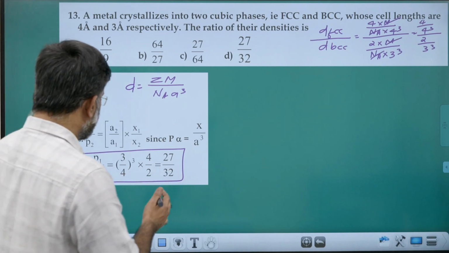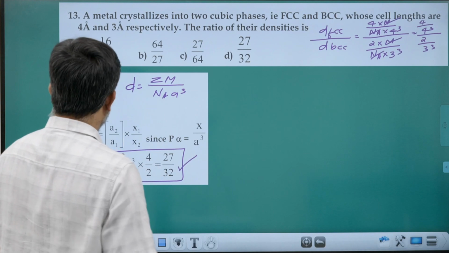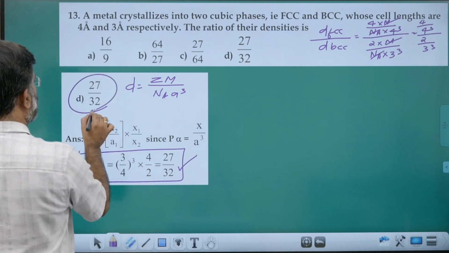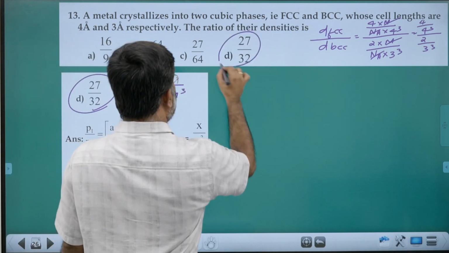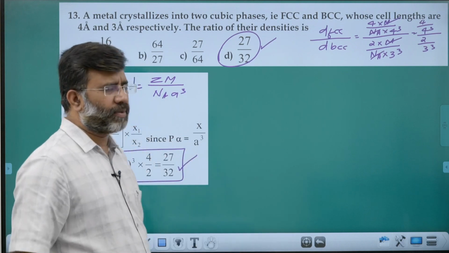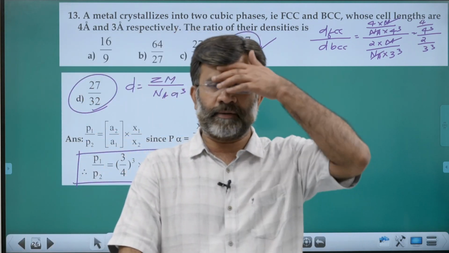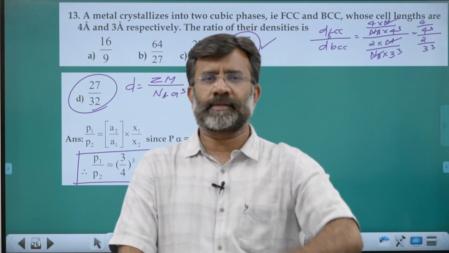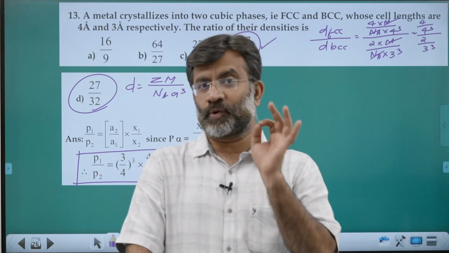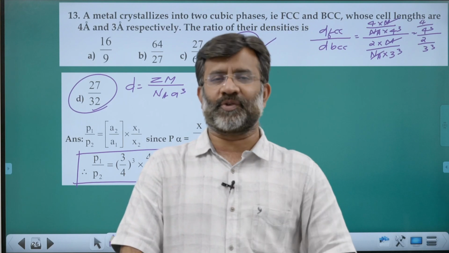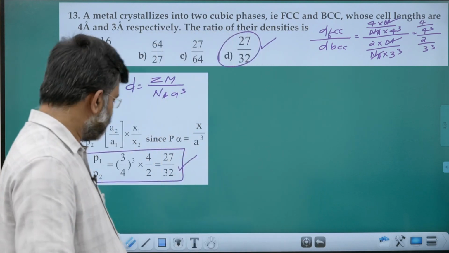So over 27 by 32. You get 27 by 32. Option D. Simple mathematical. Similar question we did. You can exercise on that, and that shows the importance of that kind of question. Okay, next.